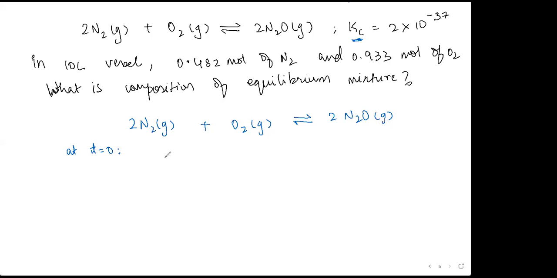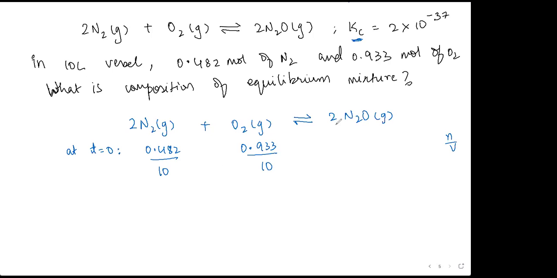Is it 4.82? You can multiply. So what is the expression for concentration? Molarity, how do you find it? N by V. Okay. So concentration is nothing but N by V. You took 0.482 moles in a 10-liter vessel, so this is going to be the concentration of N2 at the beginning. Similarly, the concentration of O2 is going to be 0.933 divided by 10.